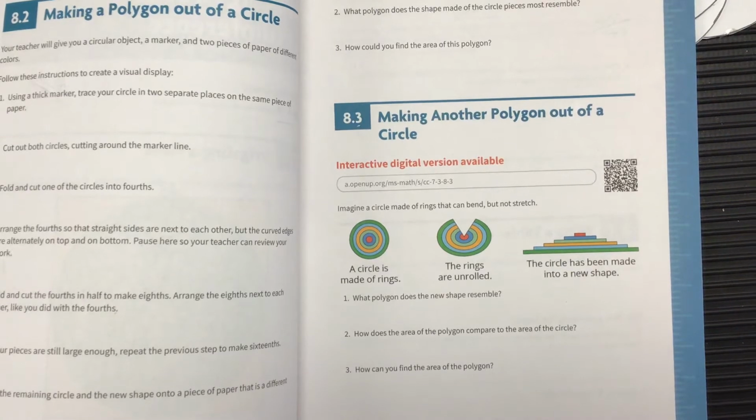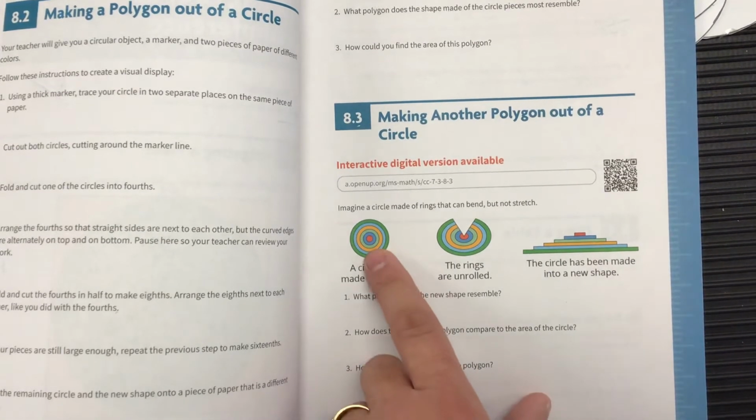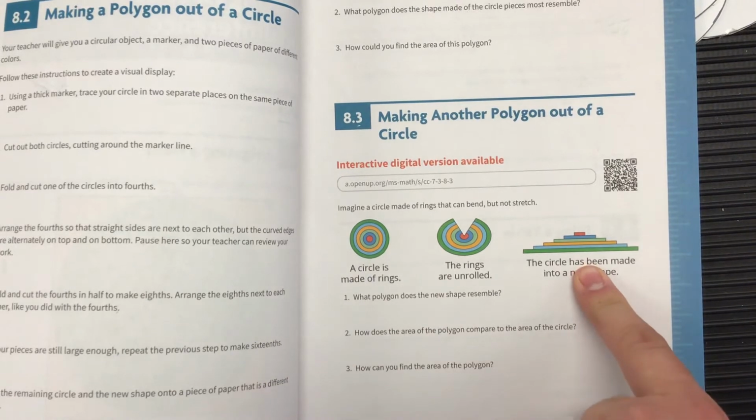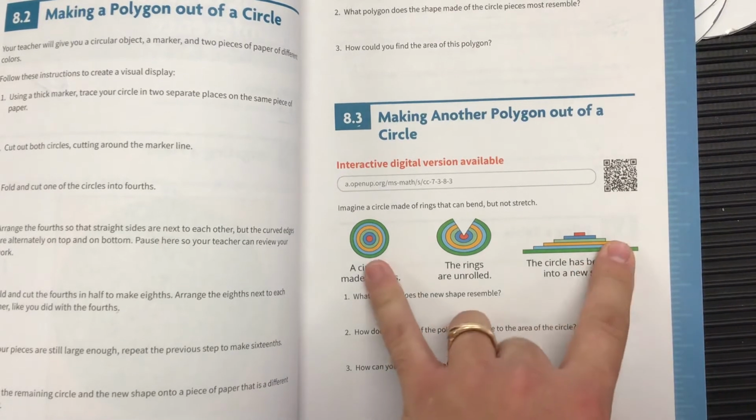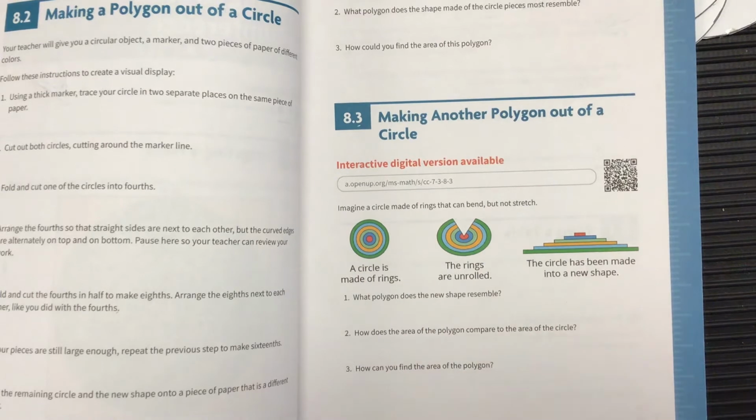Question 2. How does the area compare? How would the area of the circle compare to the area of the triangle? It should be the same, right? Nothing disappeared. So for number 2, they should be the same.